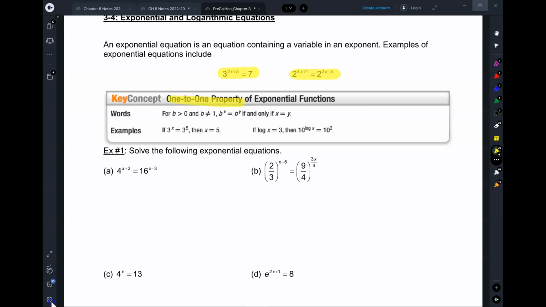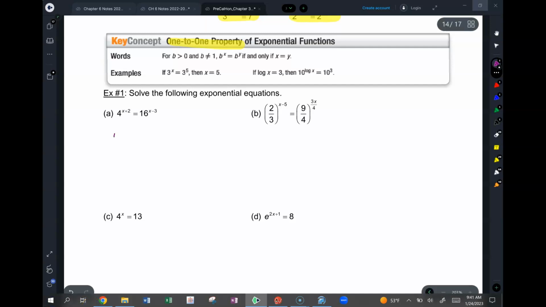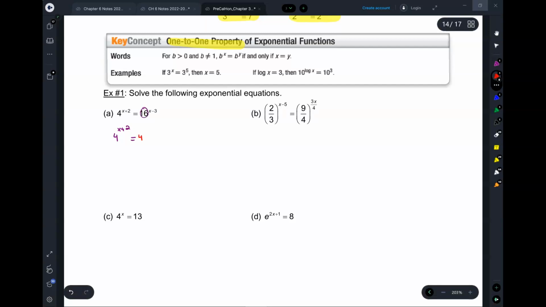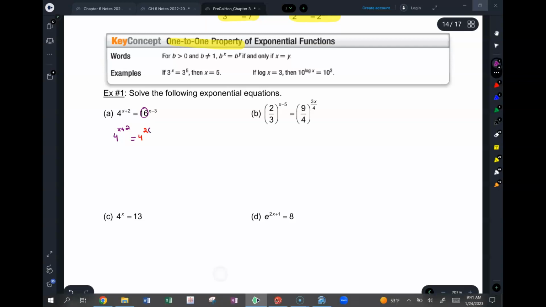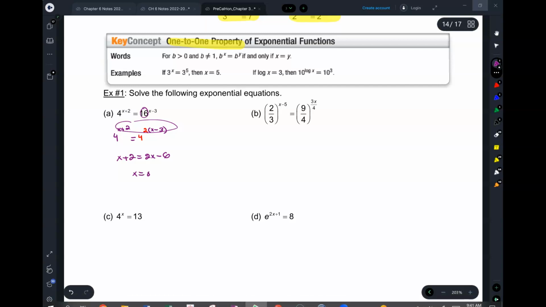So let's start with that one here. The first example, I have 4 to the x plus 2 equals 16 to the x minus 3. I can write both of those in terms of the same base, right? So here I have 4 to the x plus 2. I can leave it that way. And then the 16 can be written as 4 squared to the x minus 3. Now that the bases are the same, I can just set the exponents equal to each other, and it becomes like a cute little algebra problem. So I get that x is equal to 8.